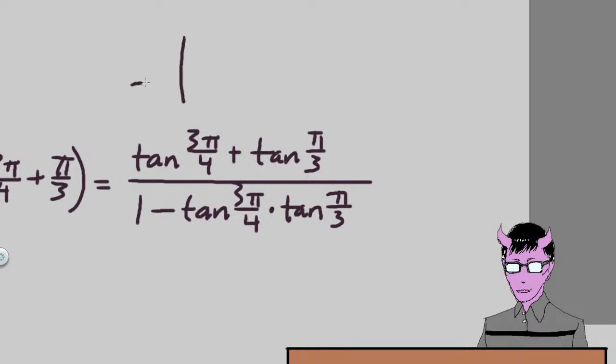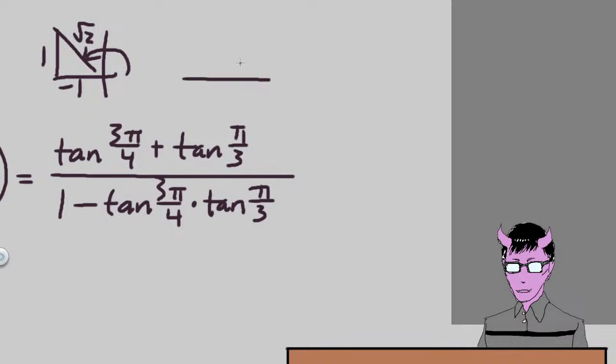Sketch out the reference. 3 is 1 short of 4, so we're in quadrant 2. Negative 1 to 1 to root 2 hypotenuse, and then that's 1, quadrant 1. 3 is on the bottom, so it's the wider angle. So root 3 opposite to 2 to 1 adjacent.